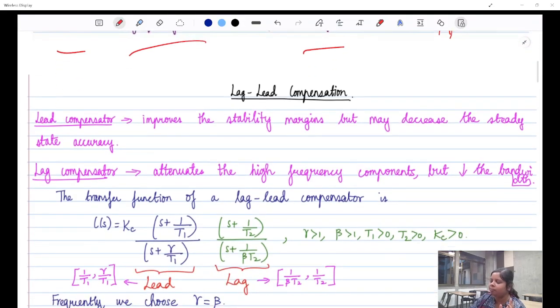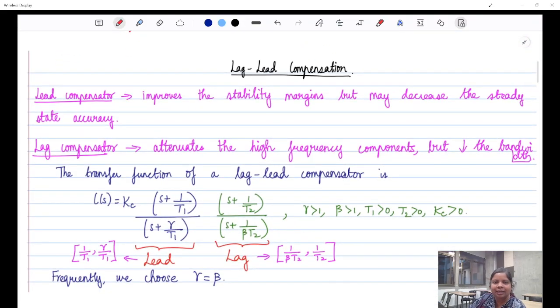So to overcome them, we go with lag-lead compensation. The benefit of using the lead compensator was that it improves the stability margins, but may decrease the steady state error accuracy, right? And the lag compensator attenuated the high frequency components, but it decreased the bandwidth. What if we have a combination of both of these?